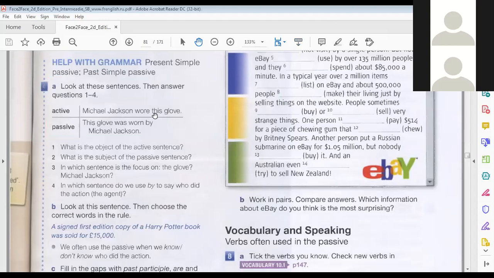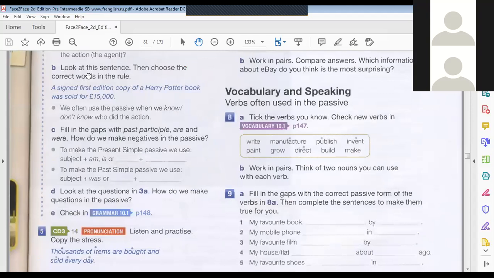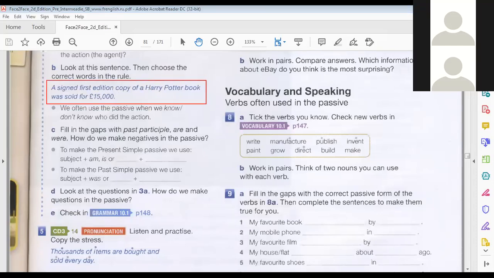Now, in the second part, part B, it says, look at this sentence, then choose the correct words. So let's put this in a box. A signed first edition of a Harry Potter book was sold for £15,000. So it says here, we often use the passive when we know who did the action or when we don't know who did the action. When do we use the passive? When we know or when we don't know?